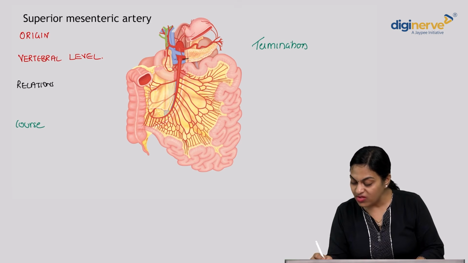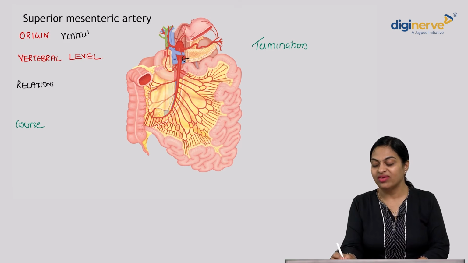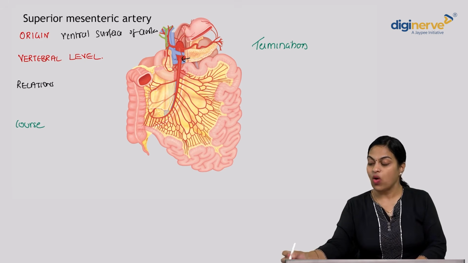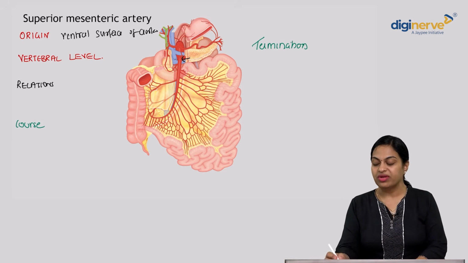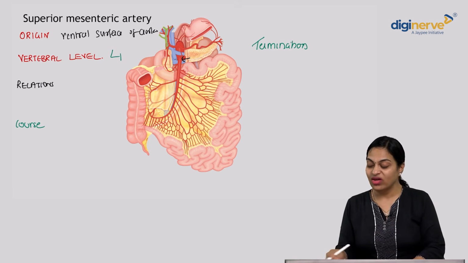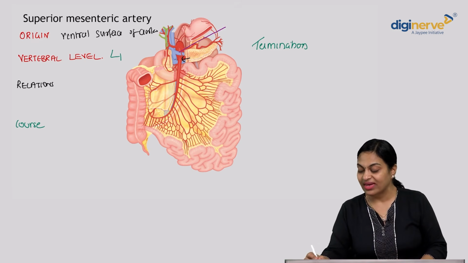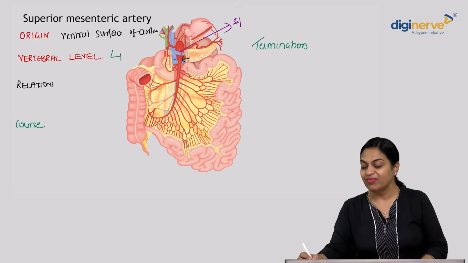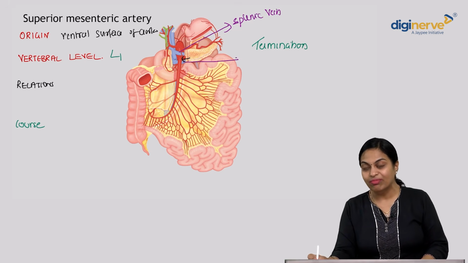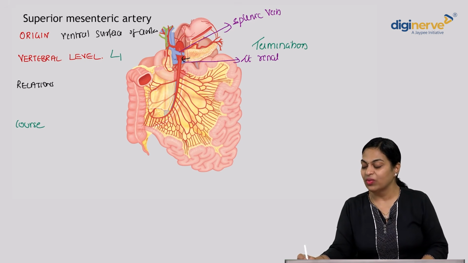Yes, this is our superior mesenteric artery. It arises from the ventral surface of the abdominal aorta, and its origin corresponds to vertebral level L1, the transpyloric plane. See its origin, very important relations are there. This vein related above is the splenic vein. This vein, which is related below the origin of the superior mesenteric artery, is the left renal vein.